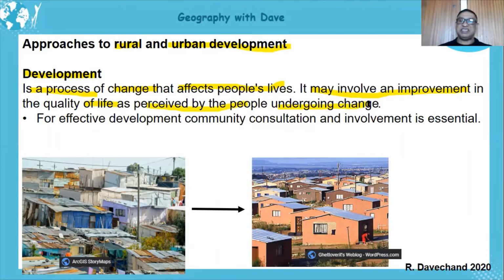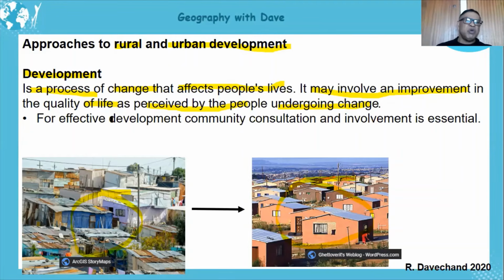Now you've done this. Can you see it? Different people see development in different ways. These people in shacks going into low-cost housing will be happy. Other people may see students getting laptops, all students, scholars, as development so that the skills can develop. So it's perceived differently, but it's improving people's lives.